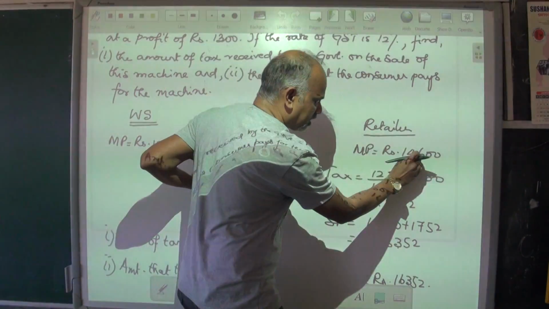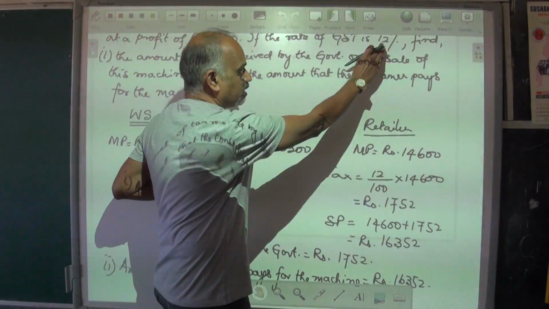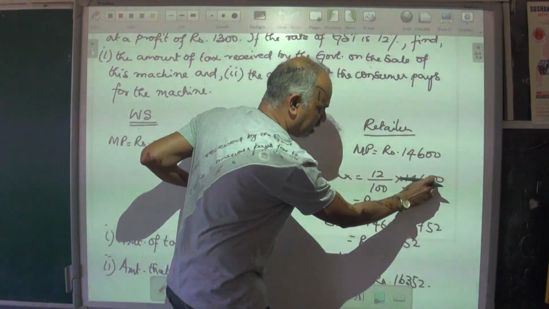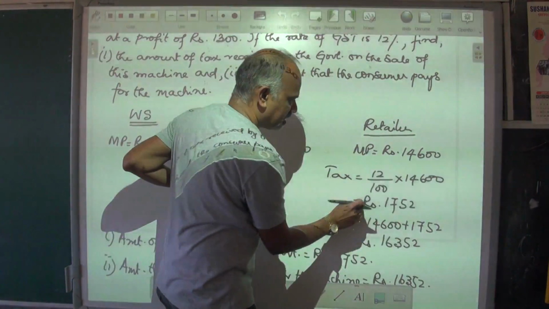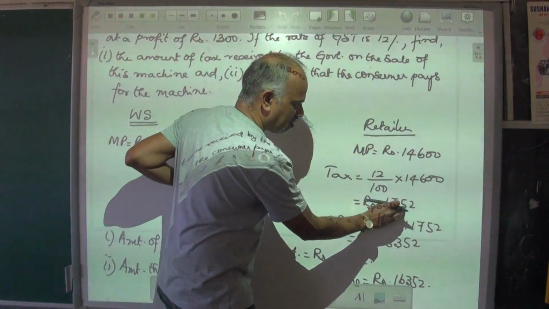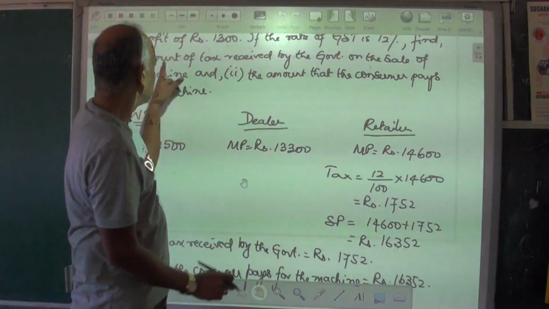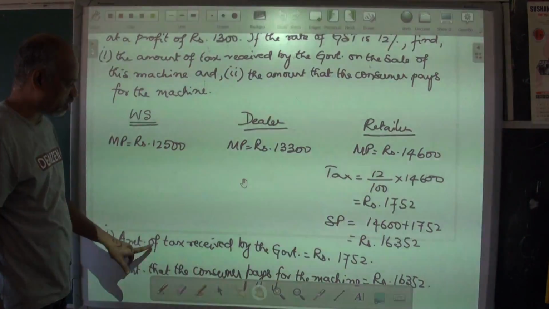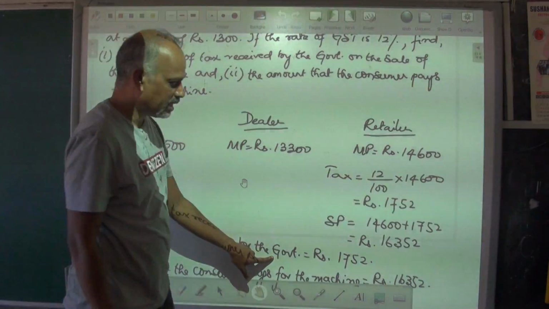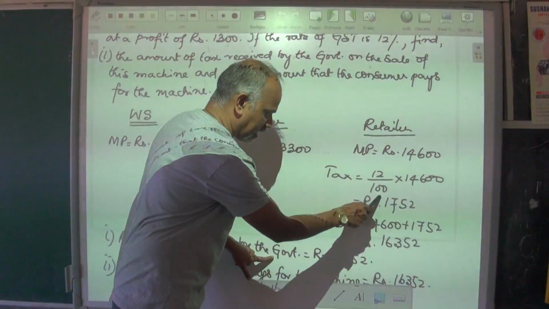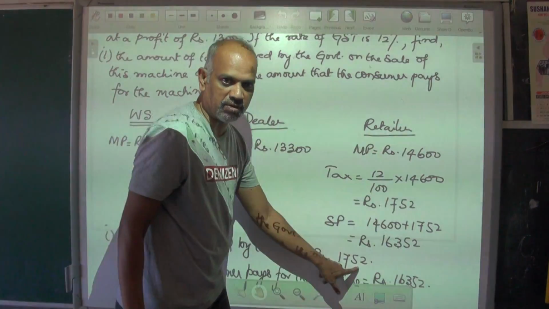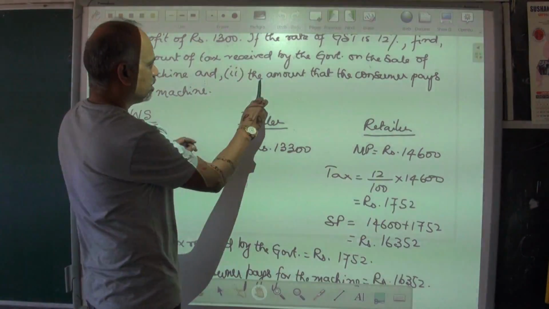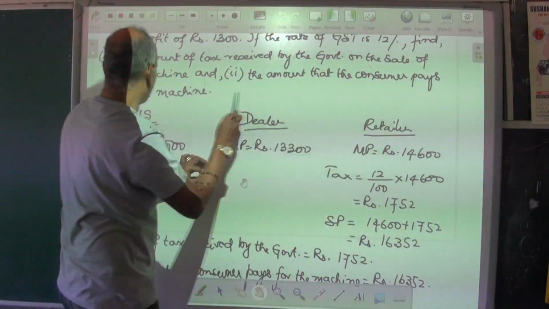Mark price is 14,600. Tax percentage was 12%, that is 12 by 100 of 14,600, the mark price. Simplify this, you will get rupees 1752. That's the answer for the first question. The amount of tax received by the government is what the customer pays finally, that is rupees 1752.